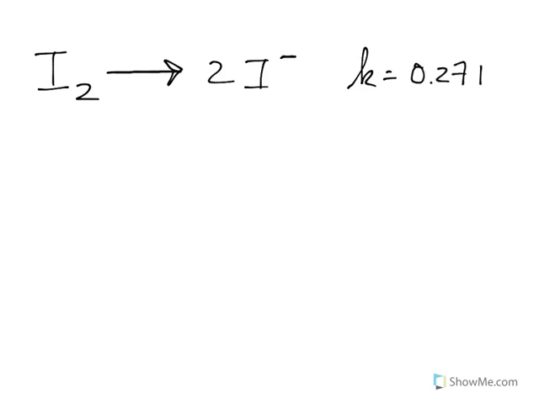But let's just see this equation being used in an example. So we can have the dissociation of iodine into iodide. We can take I2, and it can dissociate into 2 ions of iodide. And this process is first order and has a rate constant equal to 0.271 inverse seconds. Again, the units of inverse seconds, or s to the minus 1, is telling me that it is indeed first order. So the question is, what is the half-life for this process?